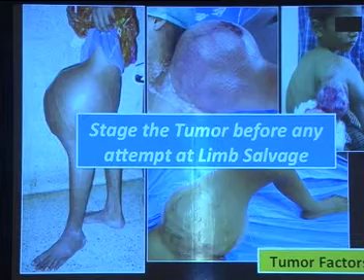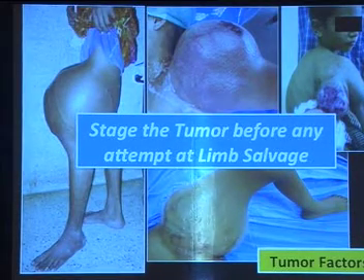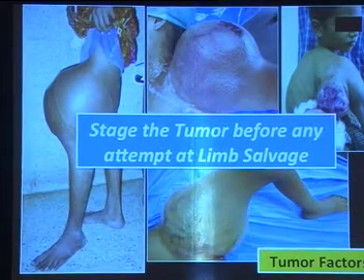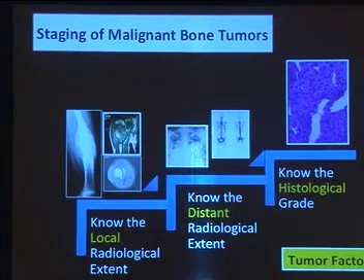So you always, as Ashish told you, always stage the tumor before attempting any limb salvage surgery. How do you stage the tumor? I'll just take you through what he has already spoken of. You know the local radiological extent by a simple X-ray, MRI, and CT scan. Know the distant radiological extent by a bone scan, CT chest or a chest X-ray, and finally know the histological grade.